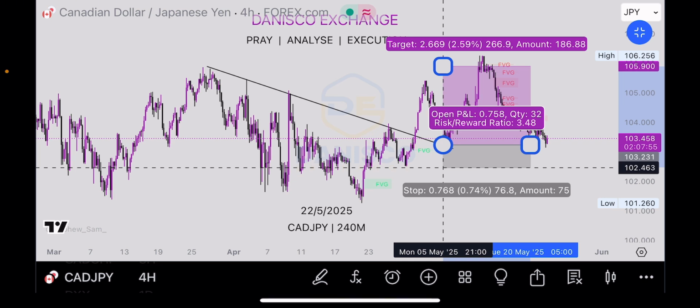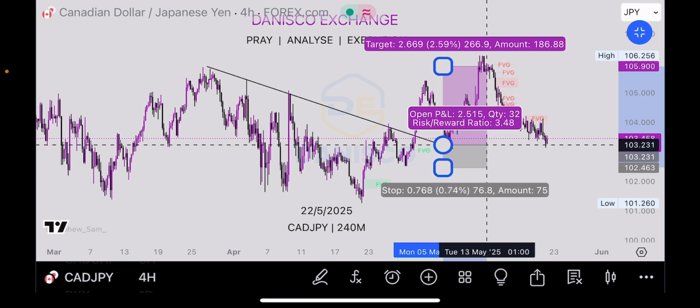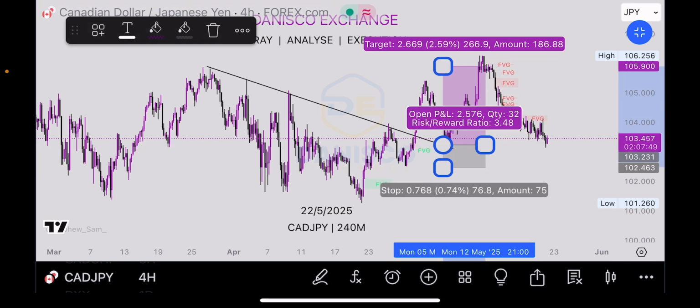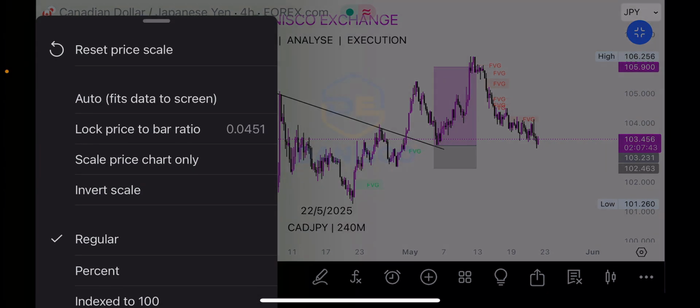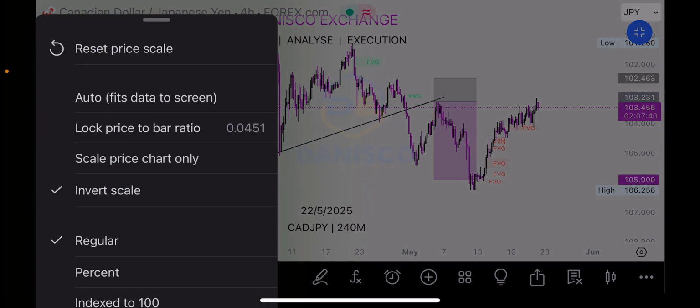Yeah, you can see in this scenario we have 1:3, 1:3, 1:3. That is 1:3.4. So you can see this is how to trade. If you invert this, you see this for sell and this for buy.